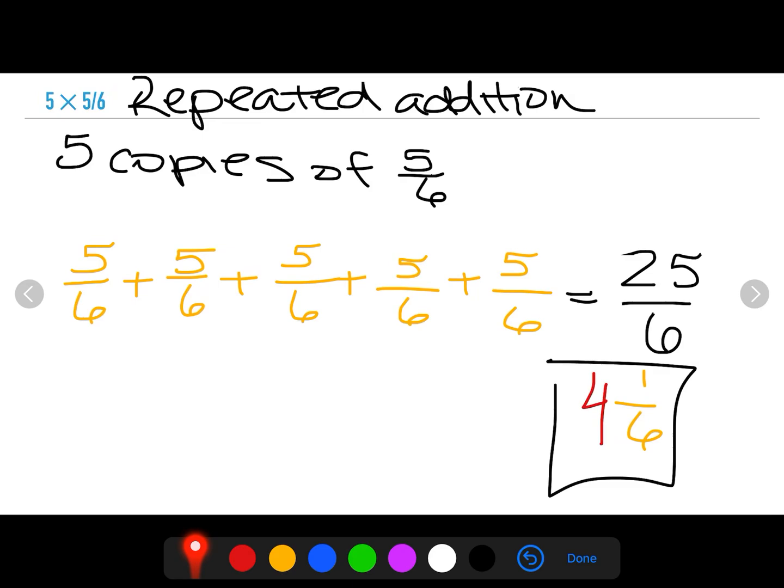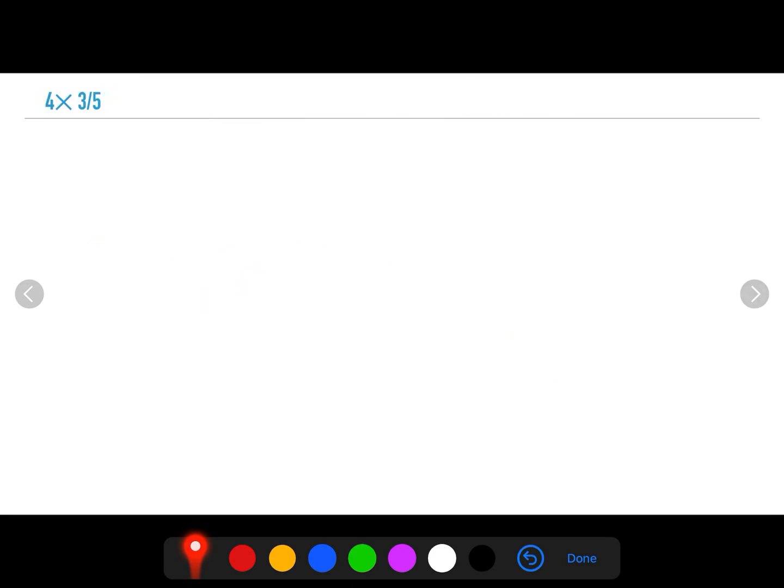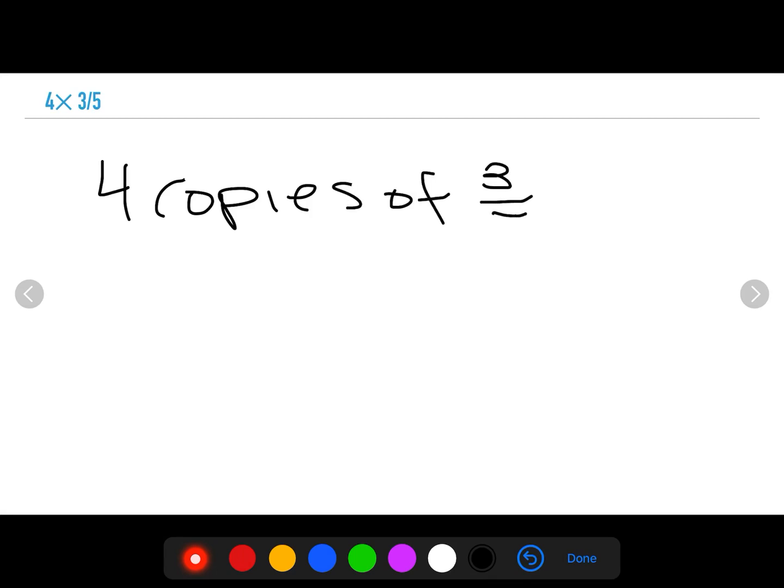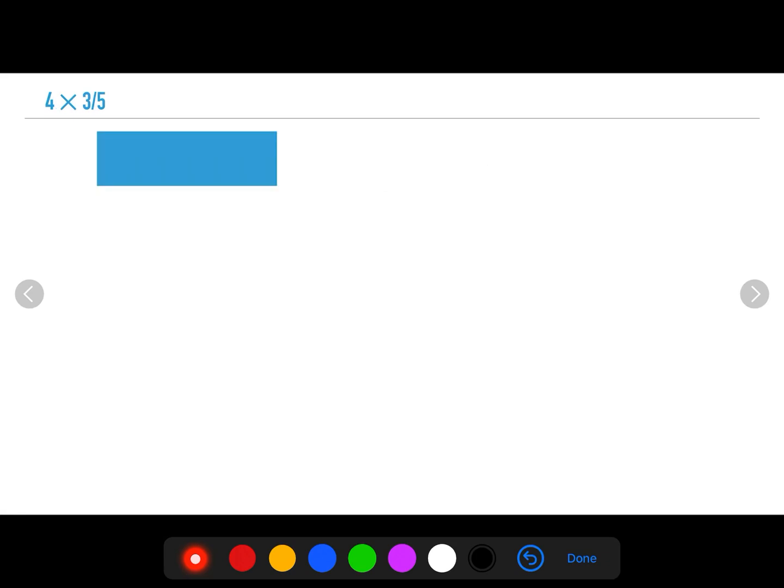Let's do the same thing for one more problem. In this problem, I have 4 times 3/5, or 4 copies of 3/5. Let's start with our tape diagram. Remember, I'm making copies of 3/5, so that means I have to decompose this tape diagram into 1/5 plus 1/5 plus 1/5 to make a total of 3/5.